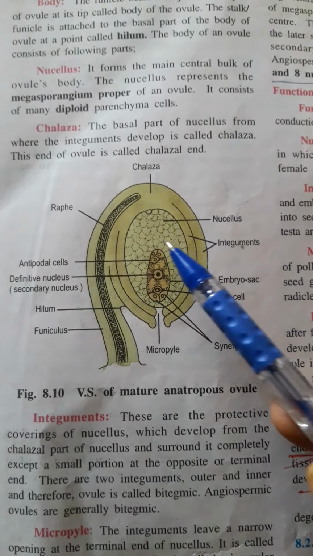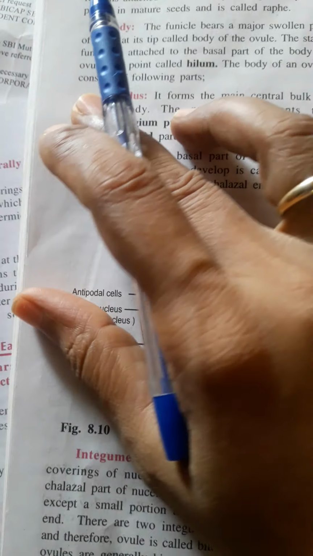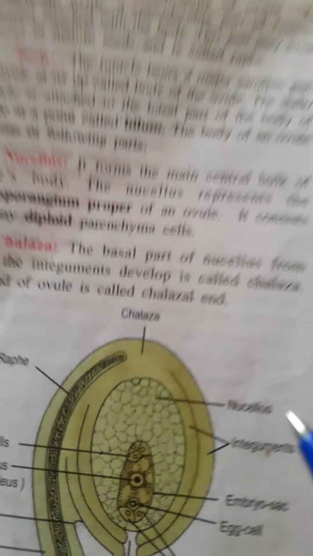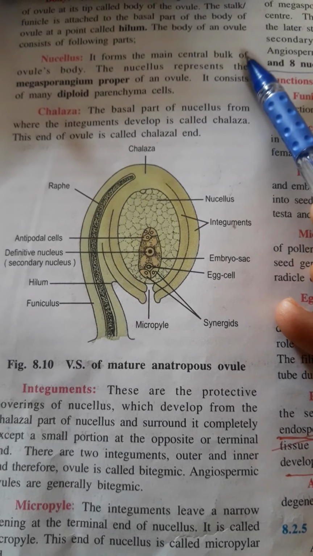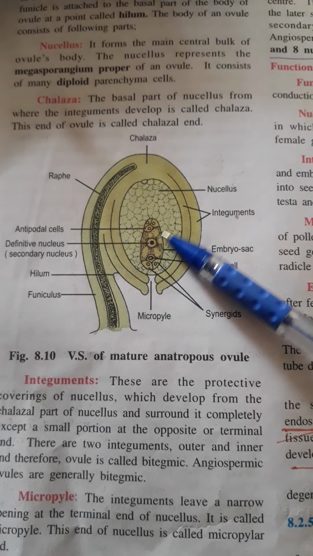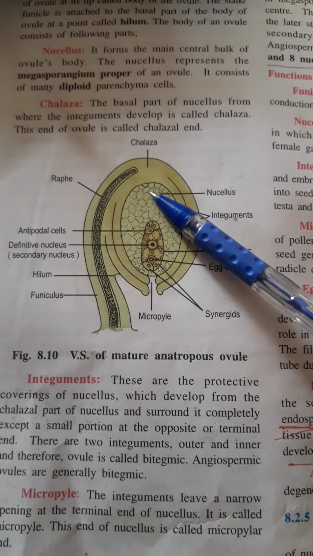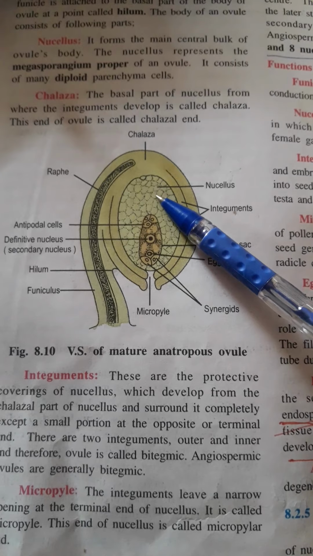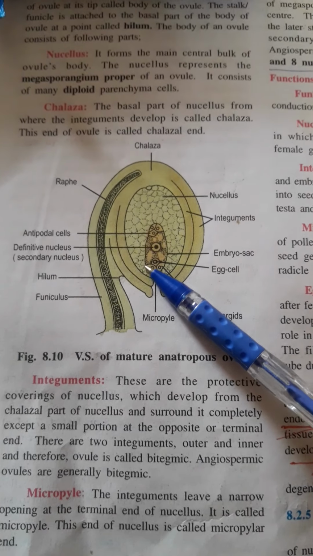First one, nucellus. Could you see this? This is nucellus. Nucellus forms the main central bulk of the ovule's body. If you could see that, it forms the main central bulk of the ovule's body. The nucellus represents the megasporangium proper of an ovule. It consists of diploid parenchyma cells.